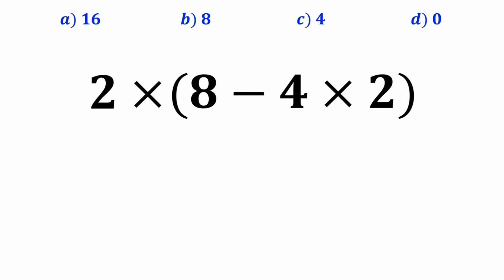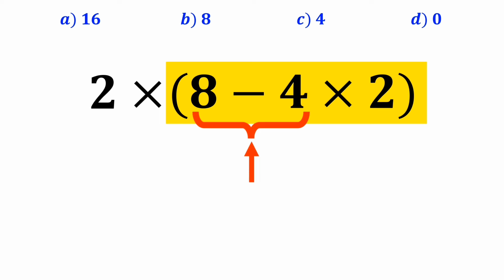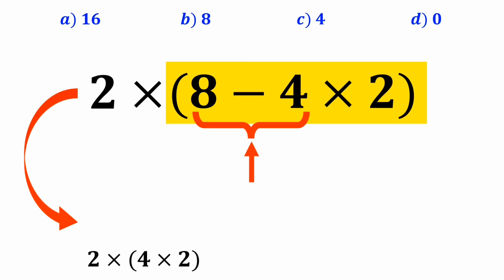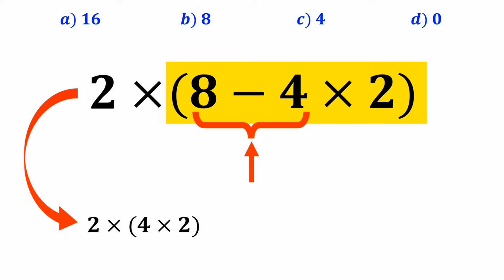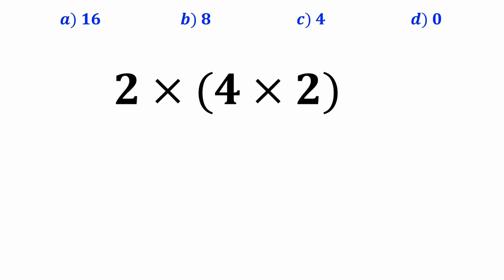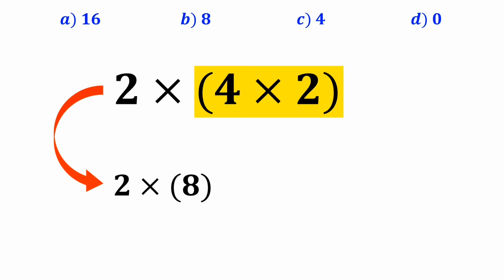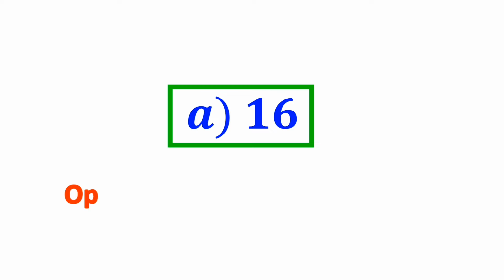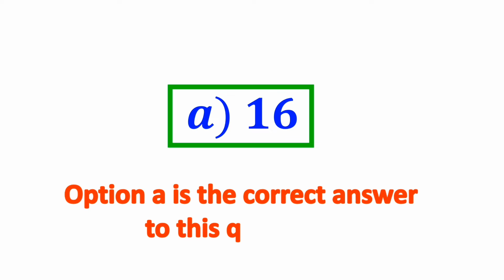Many people, as the first step to solve this question, go straight to the parentheses, which I highlighted in yellow, and start with the expression 8 minus 4, which becomes 2 times open parenthesis 4 times 2 close parenthesis. In the next step, they calculate the expression inside the parentheses, which is 4 times 2. So it becomes 2 times 8, and finally, they get the answer 16. Then, they quickly say that option A is the correct answer to this question.